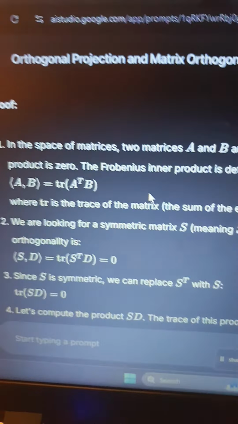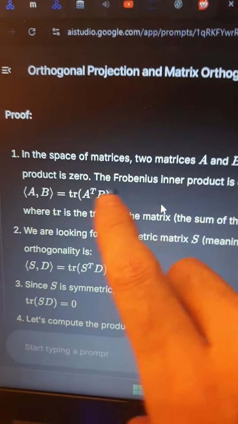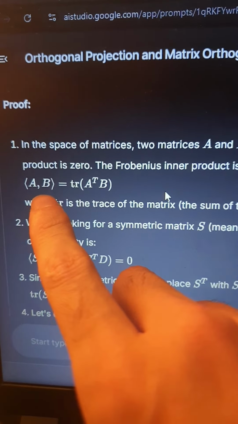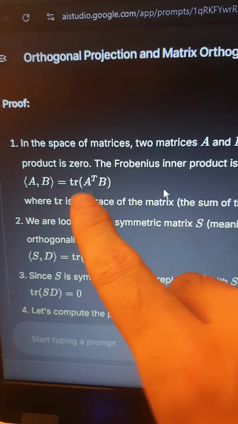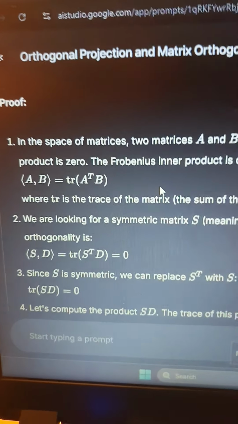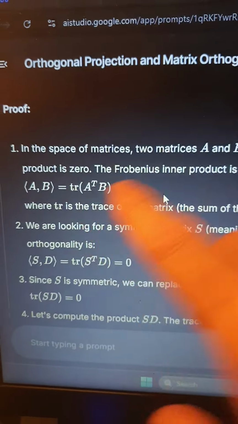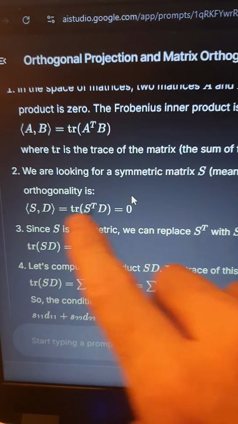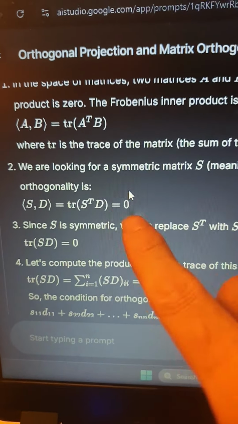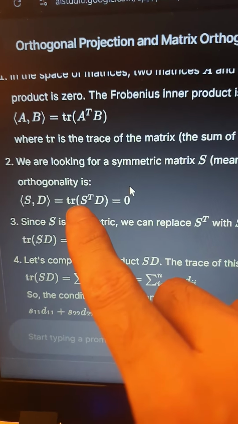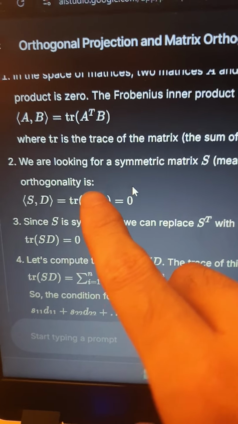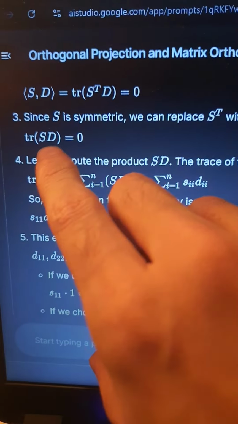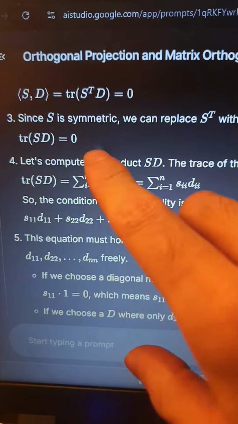So again, the inner product between two matrices, the Frobenius inner product, the most classic one, is, as you can see right over here, the inner product between A and B is the trace of A transpose B. Now, remember that we are talking about a symmetric matrix, S symmetric and D diagonal, and we are looking for it to be 0, but S is symmetric. So again, instead of writing S transpose, you can just write S. So we're looking for the trace of SD, because this is the inner product between them, to be equal to 0.